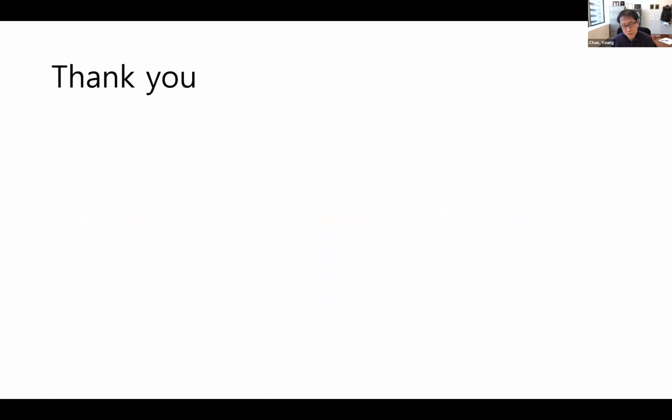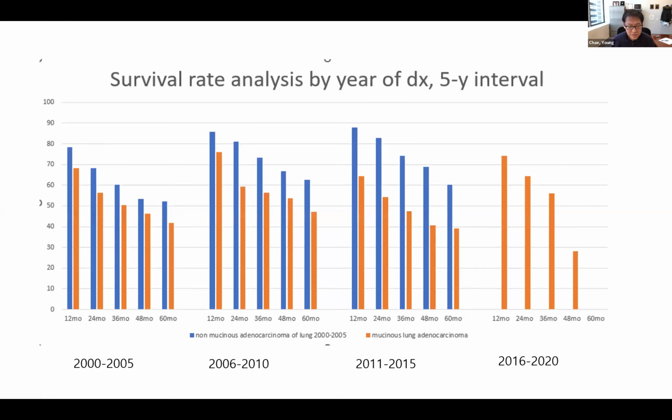Go back. So 2016 to 2020, non-mucinous, do we have data? SEER didn't show me the data for these periods, so I couldn't make the graph. I don't know why. I will figure it out. But you have mucinous.